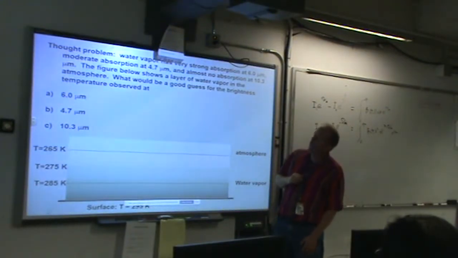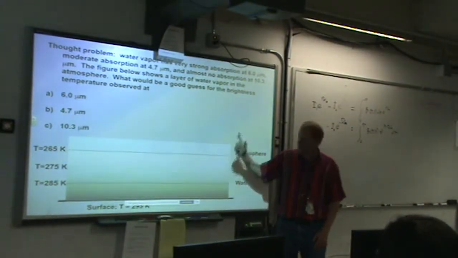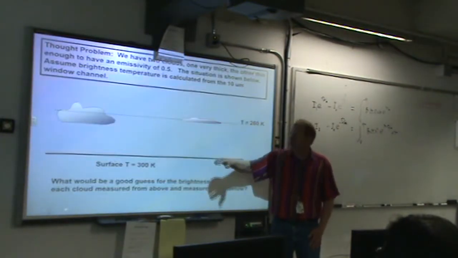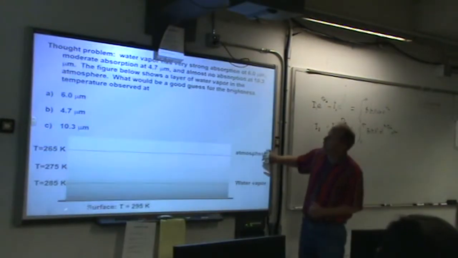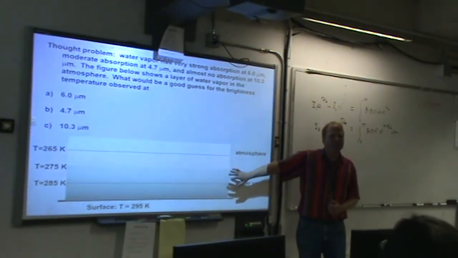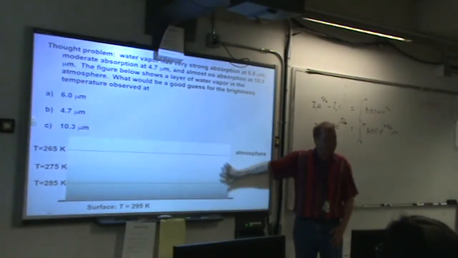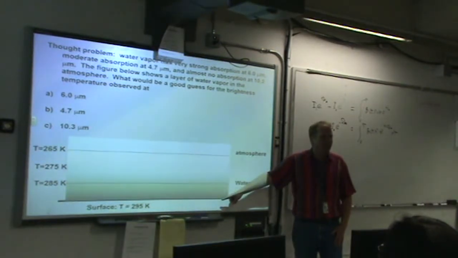How about if I have 10.3 microns, no water absorption at all? What would I see then? You'd see the surface would be emitting. Would the water vapor be emitting anything? No absorption. How much emission do we have? Zero. If there's no absorption, there's no emission. The water vapor doesn't exist at 10.3 microns. You're going to only see the surface.